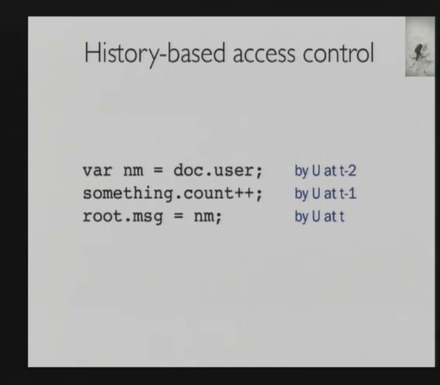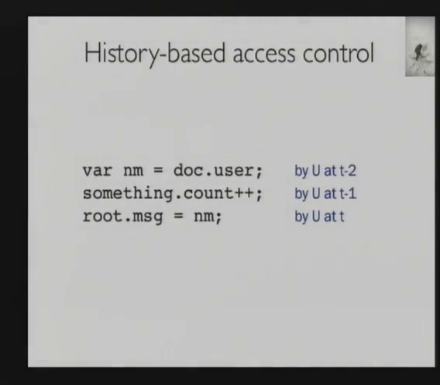So the idea of history-based access control is to look at chunks of computation and use all the information we have in that chunk, in that history, to decide whether an operation is allowed or not. Basically, we let the untrusted code run up to a certain point, we grab a history, and then we look at that history and decide whether the operations in it are valid.